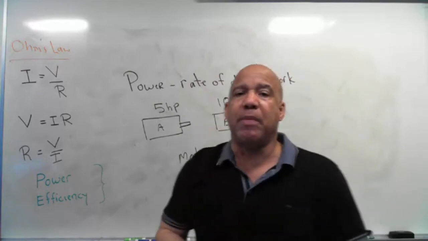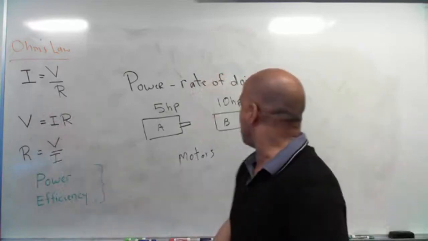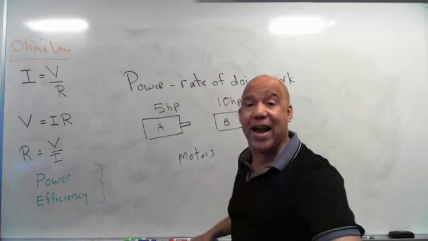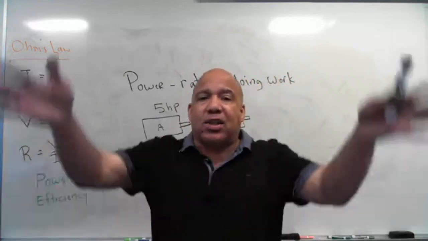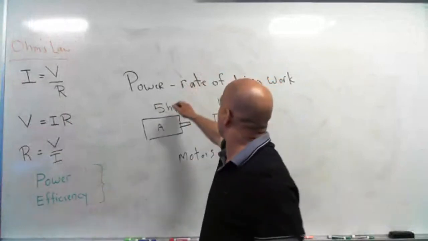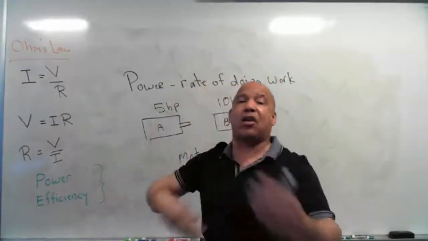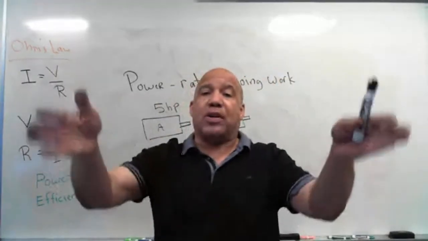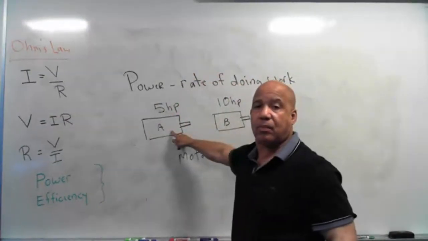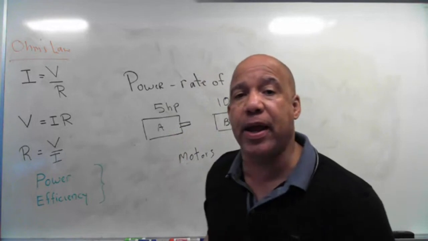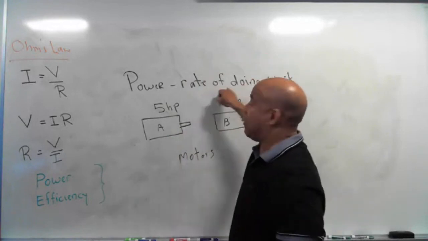What does that mean? Well, it means in a given amount of time, motor B can do twice as much work as motor A. So how much work can I do in a certain amount of time? Power is a rate of doing work. The higher the power, the more work you can do in a given amount of time. This can do double the work of this one. So one way to think of power is a rate of doing work.